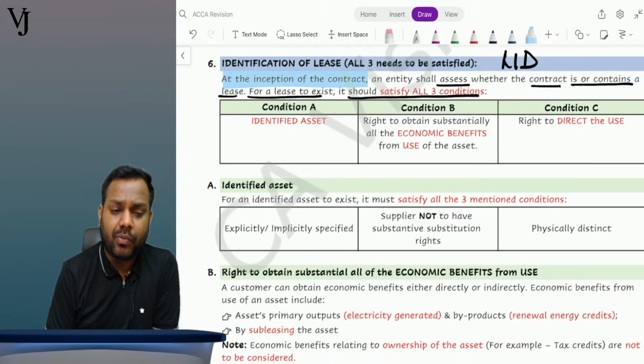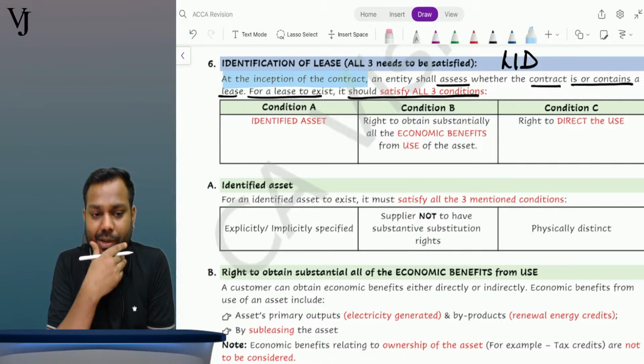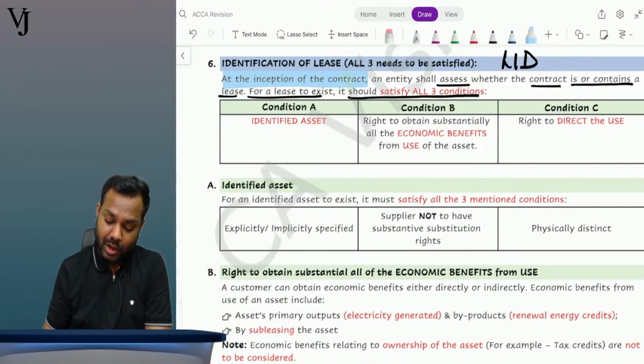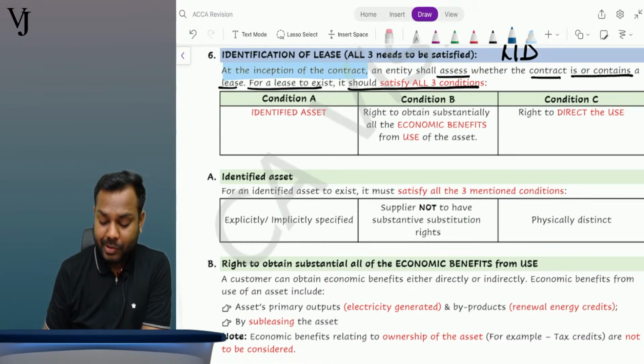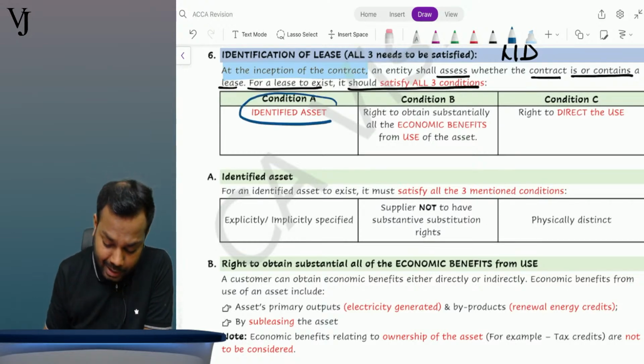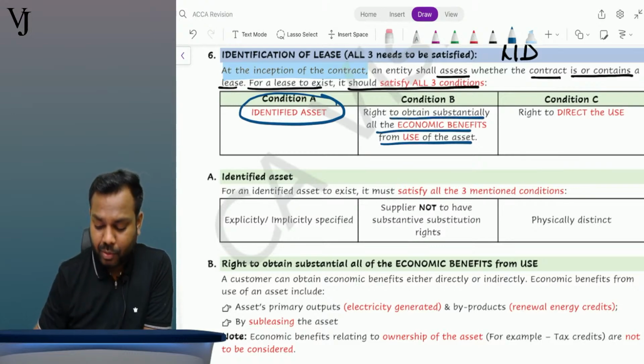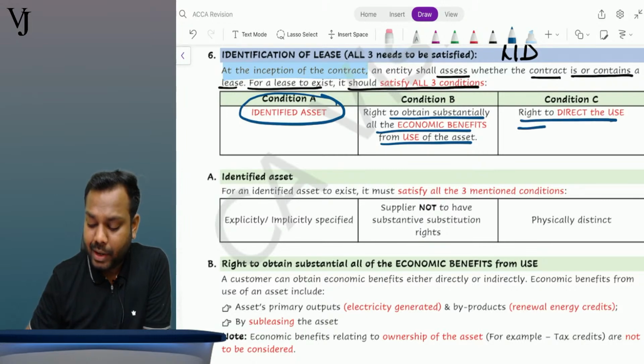Come on guys, tell me, the lease accounting starts from what date? It starts from the lease commencement date. Now, there are three conditions which need to be satisfied for a contract to be a lease contract. There has to be an identified asset, there should be a right to obtain substantially all the economic benefits from the use of the asset, and there has to be a right to direct the use of the asset.